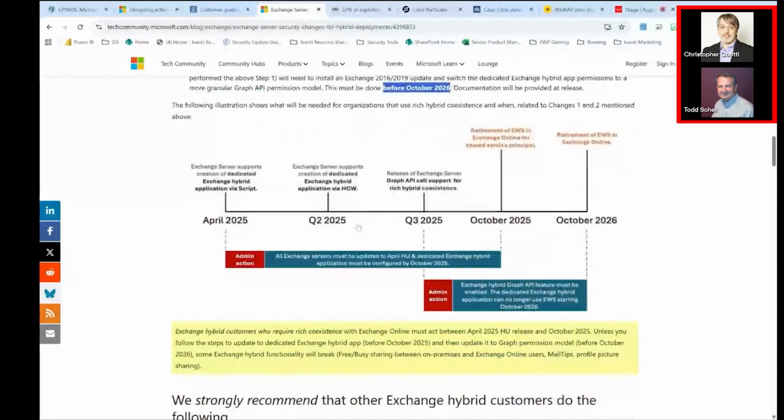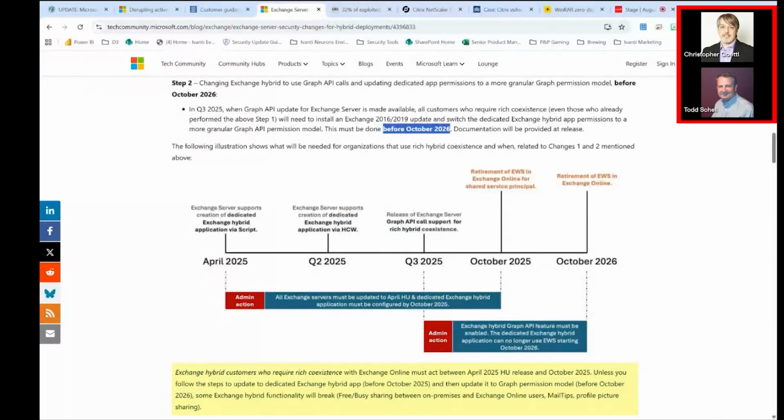If you go down a little bit further, there is a timeline here that talks through the transitioning of many of these capabilities. You need to be done with all of these changes and make sure that you're in place before October 2026, or you could experience disruptions to capabilities within your Exchange hybrid deployment. So if you are on an Exchange hybrid deployment, this is an article that you should make sure you've read up on and have started to implement those changes before that time frame in October. October 2026 is when the retirement of EWS in Exchange Online is going to occur.